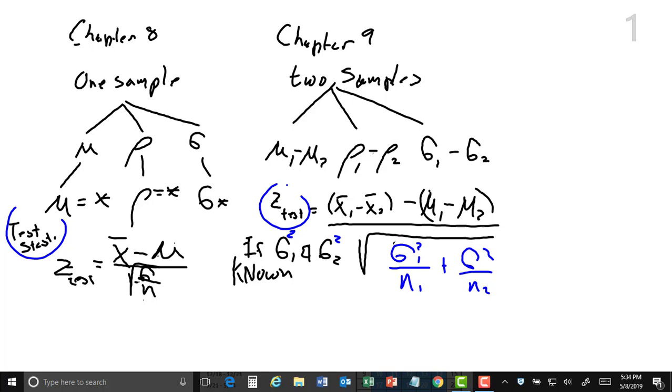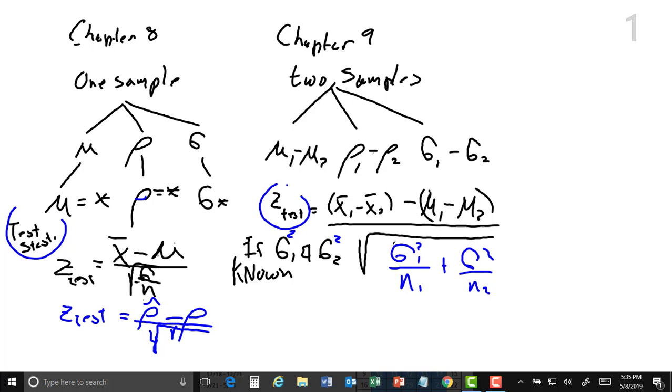Now, same setup with this guy. If I'm talking about proportion, and the sample size is bigger than 30, or np and nq are bigger than 5, then we can use a z-test. And this time, instead of this X bar, we put P hat minus what we think the true population proportion is, divided by the deviation. Remember, in this case, it's going to be... now we're talking about the T.